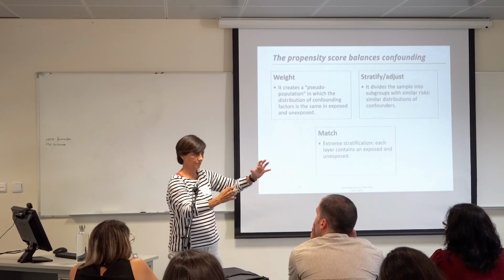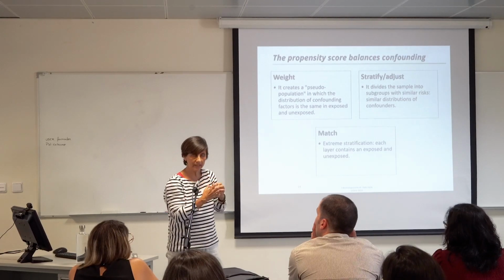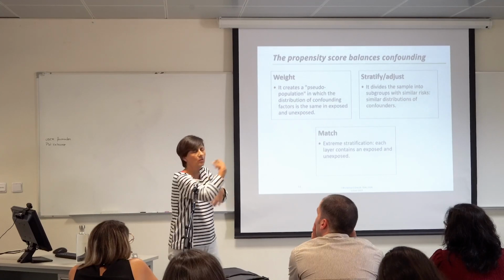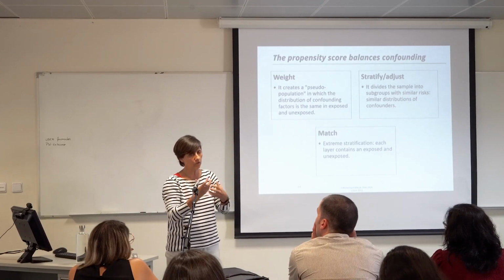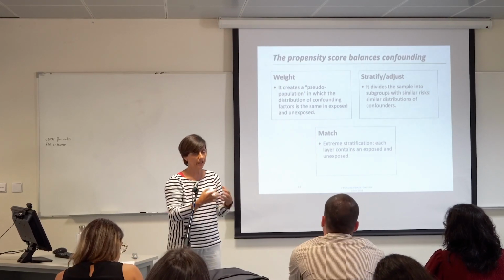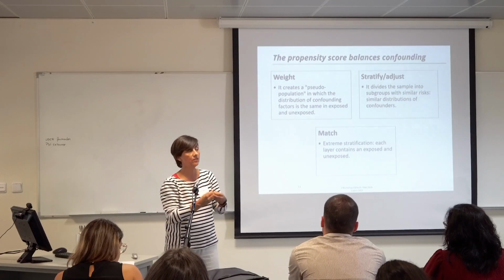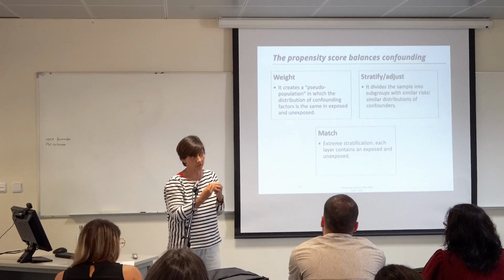But there is this additional problem when you want to see the effect of an intervention. If you're looking at other things, there is no problem. You don't need a propensity score. But if you want to look at the effect of interventions in observational data, then you need to adjust for this confounding by indication. And the way to do it is creating a propensity score.